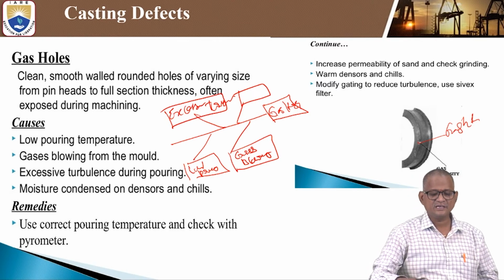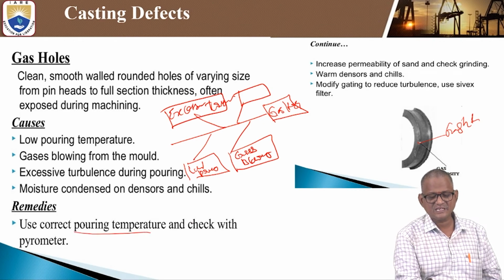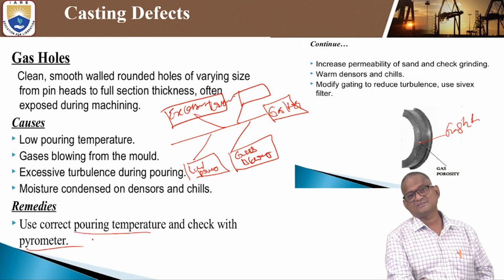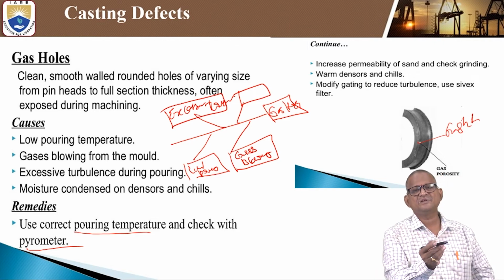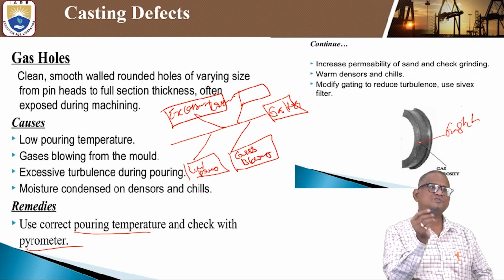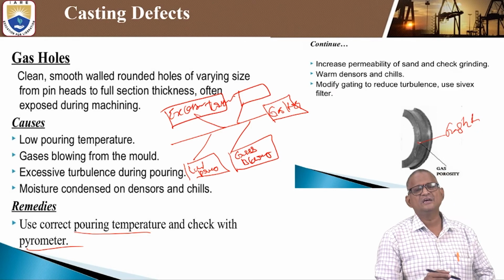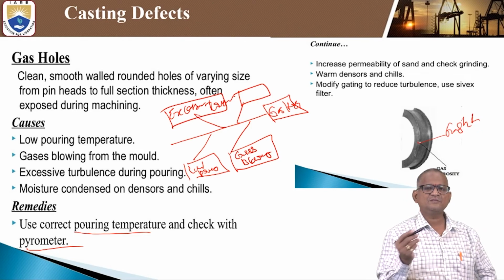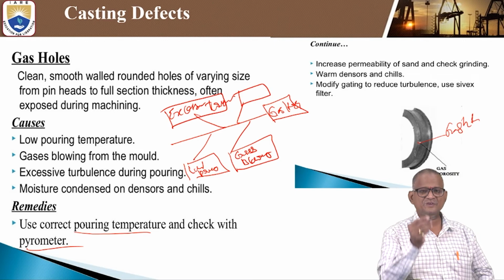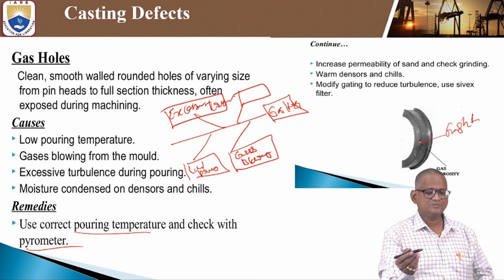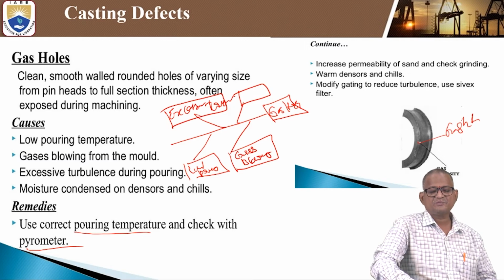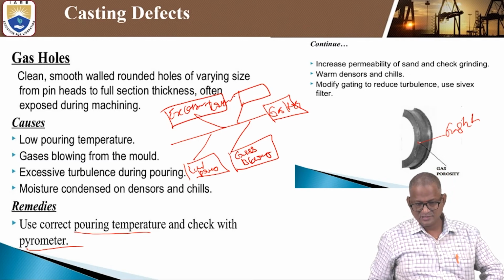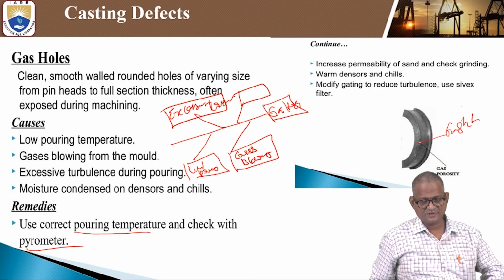See here, the pouring temperature will be checked with the optical pyrometer. It is in a red hot condition. We keep the pyrometer so that the temperature can be shown up to 1400 degrees centigrade. Every 5 to 10 minutes you can check the pouring temperature. If it comes down, you should immediately maintain the temperature with small furnaces. So this is about gas holes in casting defects.